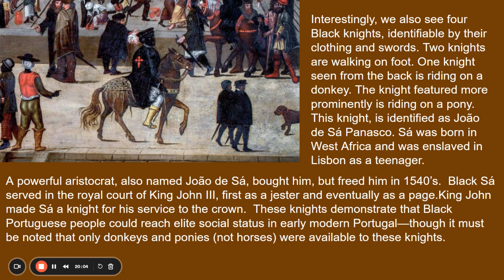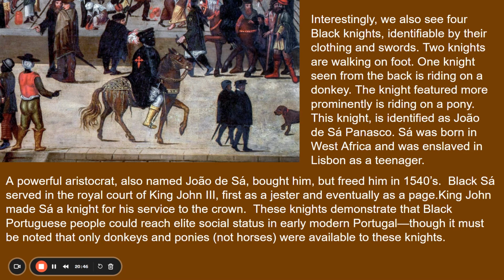And the Black Sá then went on to serve, once he was freed, in the royal court of King John III. And his job first was a jester, so he was there to entertain the king, and then eventually kind of moved up the ranks as a page. For doing a service so well and for such a commitment, King John actually made Black Sá a knight for his service to the crown. And this is very uncommon. Mostly knights were from a bloodline.